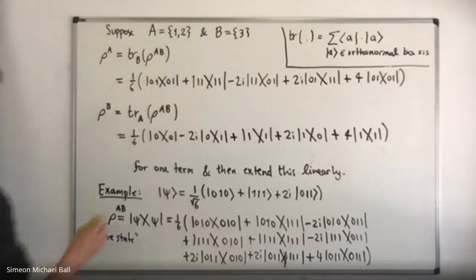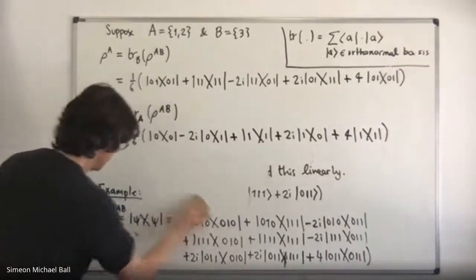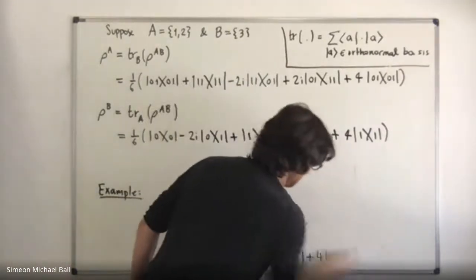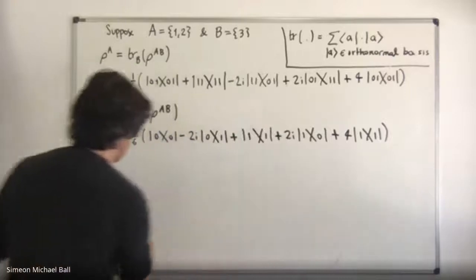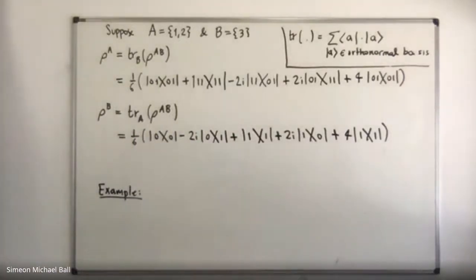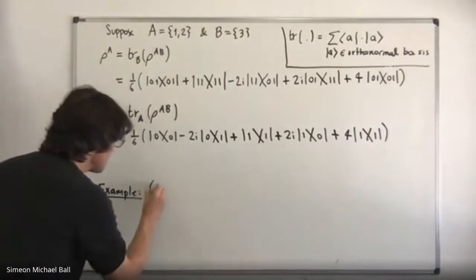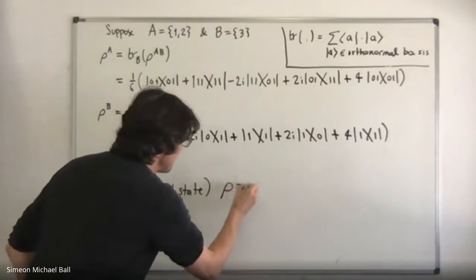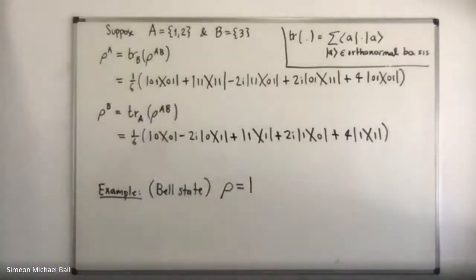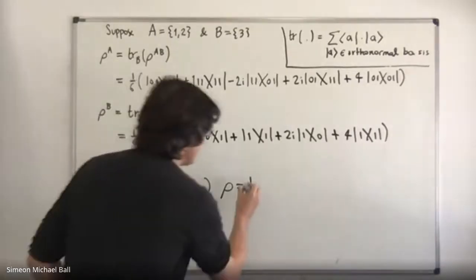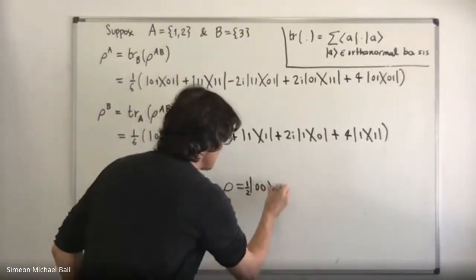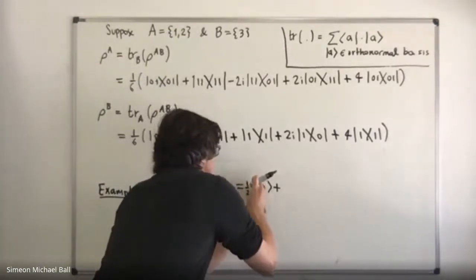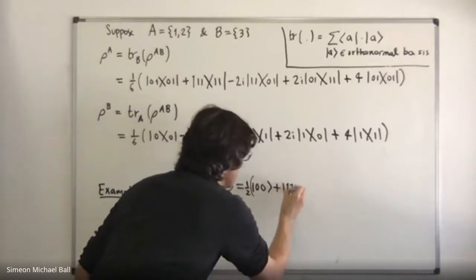Right, so I've got a couple more trivial examples here, just to explain. So let's just start off with the Bell state. So rho would be the pure state 0, 0, I need to make that a bracket, plus 1, 1.